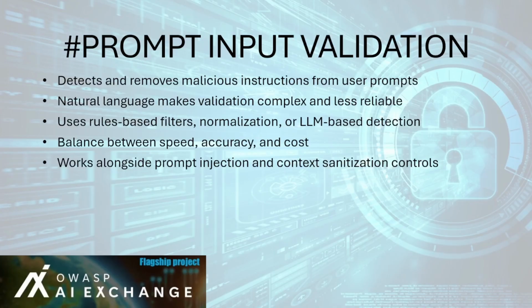1. Combine multiple detection methods for layered defense. 2. Log and analyze suspicious prompts to refine future rules. 3. Use context separation to ensure untrusted user input never alters system instructions. And 4. Apply human review or escalation for high-risk inputs. Prompt input validation is about scrutinizing what goes in before the model acts. While perfect detection isn't possible, combining structured validation, AI-based detection, and context isolation dramatically reduces prompt-based exploitation.